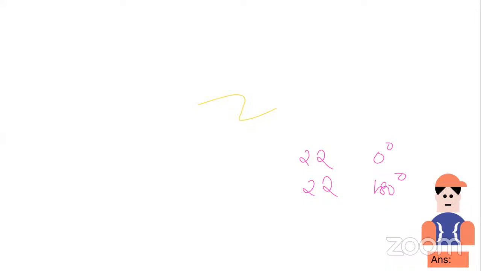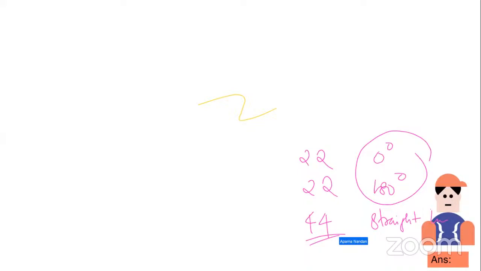And what about a straight line? Good. 44 times, right? The straight line means 0 degree plus 180 degree, so it will be 44. What about the number of times when they make 90 degree? That is also 44 times.